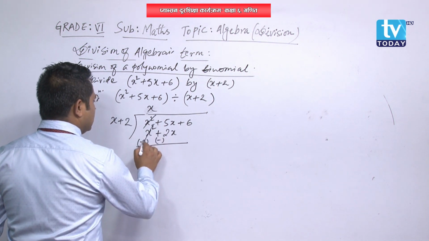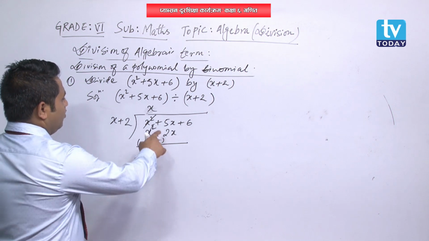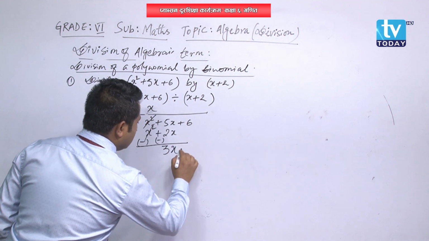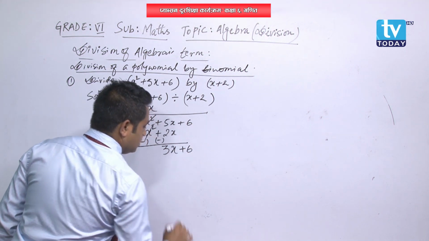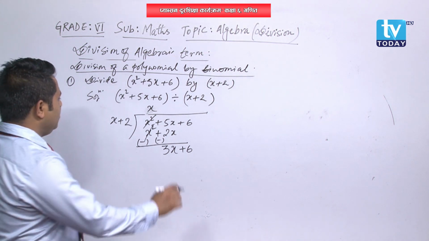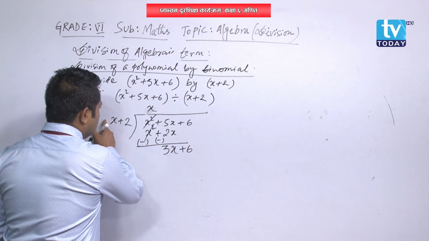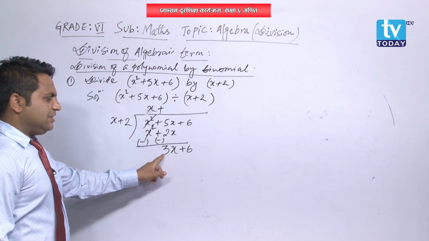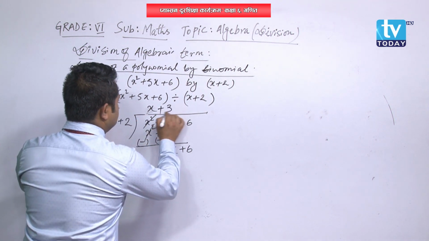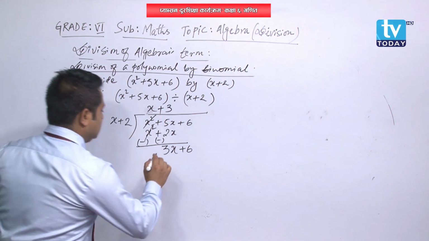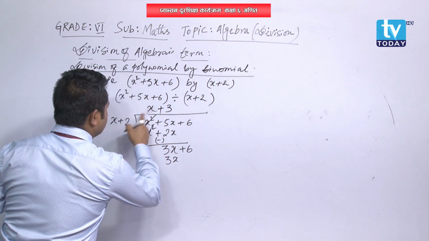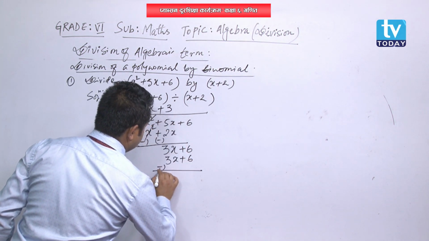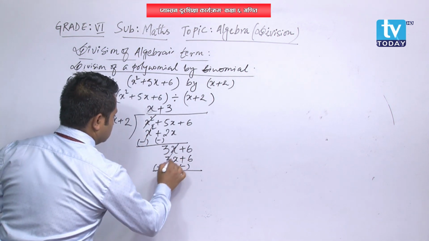Then x square will cancel out. Then 5 minus 2 is 3, then base x, then plus 6. Now again you can check here, plus, here also plus. So please write plus here. Now there is x, there is coefficient 3. So 1 into 3 is 3. 3 into x, 3x. Plus into plus, plus. 2 into 3 is 6. Then this also cancels, this also cancels.